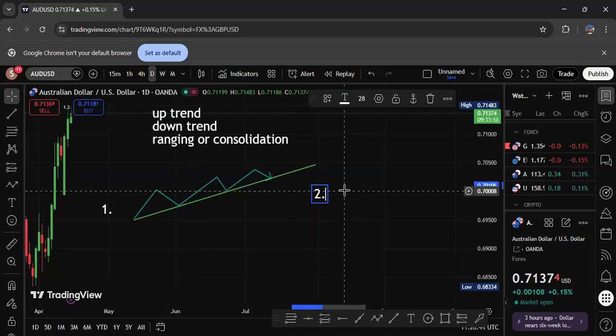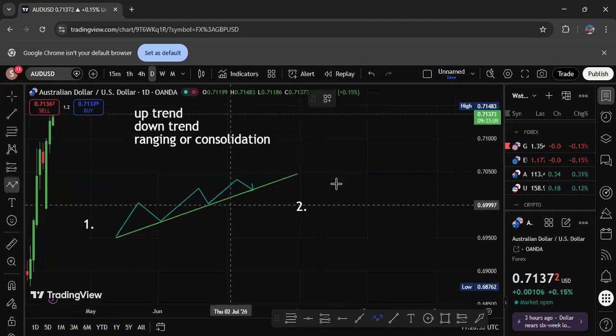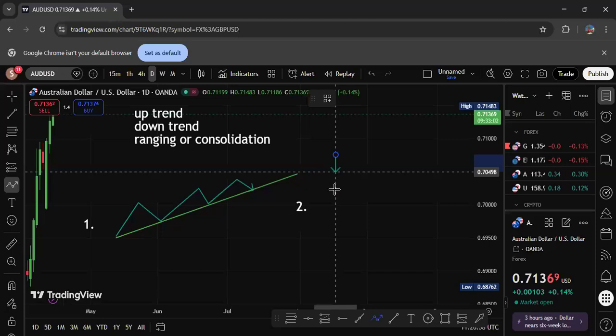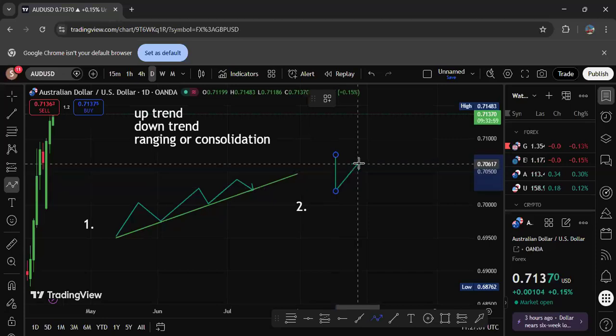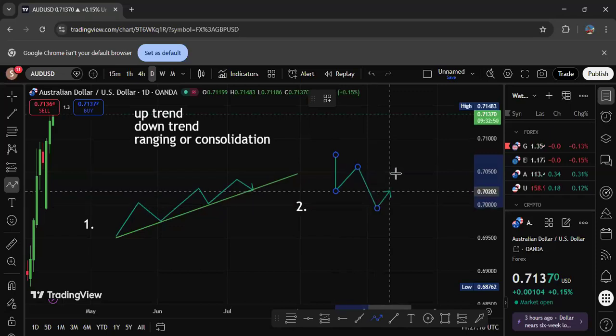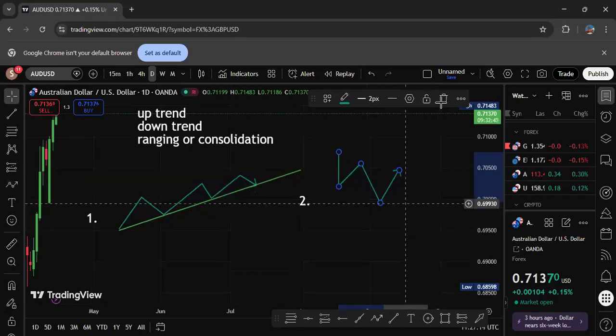So if uptrend is trending up, then the downtrend means trending down, like we said. So let's assume we're coming from this up, then we have a massive drop here, then we have a push up, then we have a correction, either like this or like that. So then we have another one here, then we have another one here.